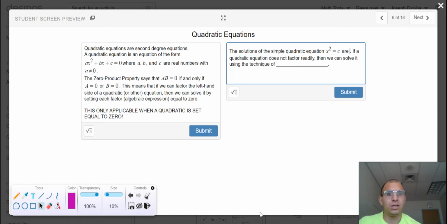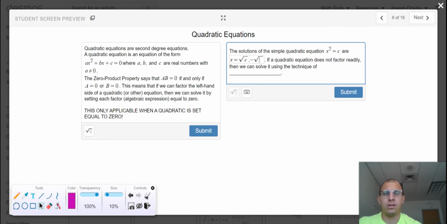We can simply take the square root. It's going to equal the square root of c and negative square root of c, right? Because remember, a quadratic is really parabolic, so it has that curved type of behavior. And if we draw a horizontal line through a quadratic, it should intersect 2 times.